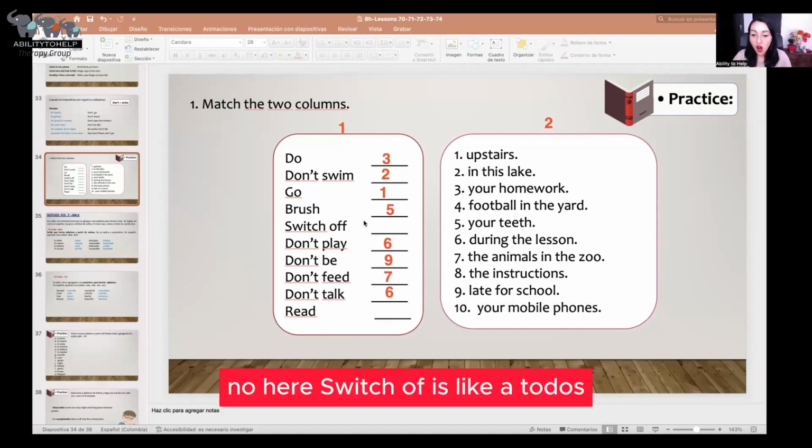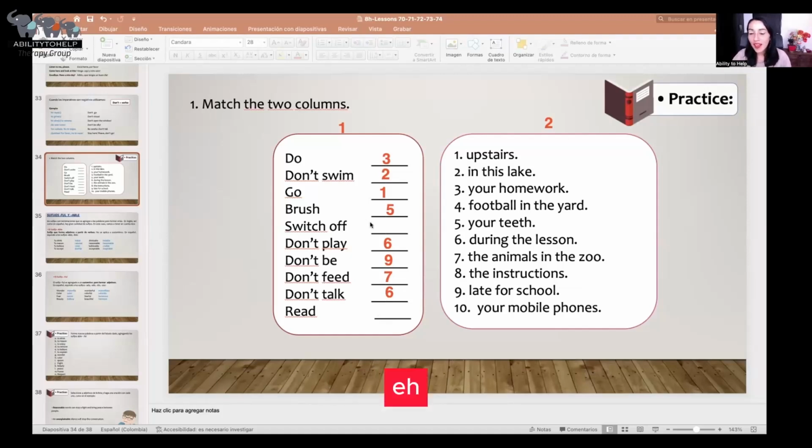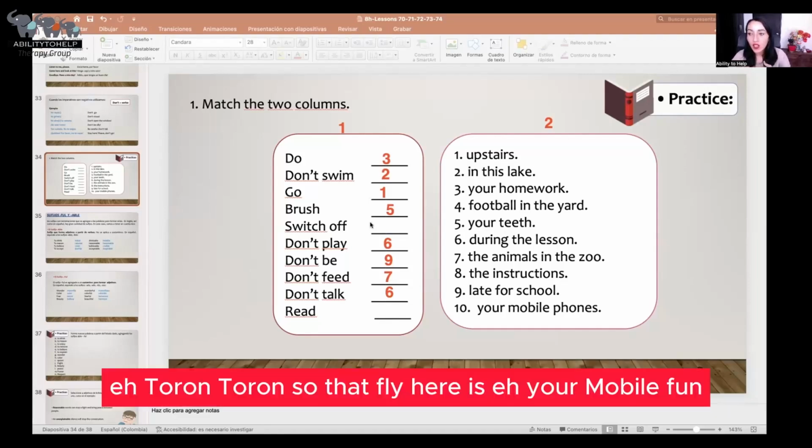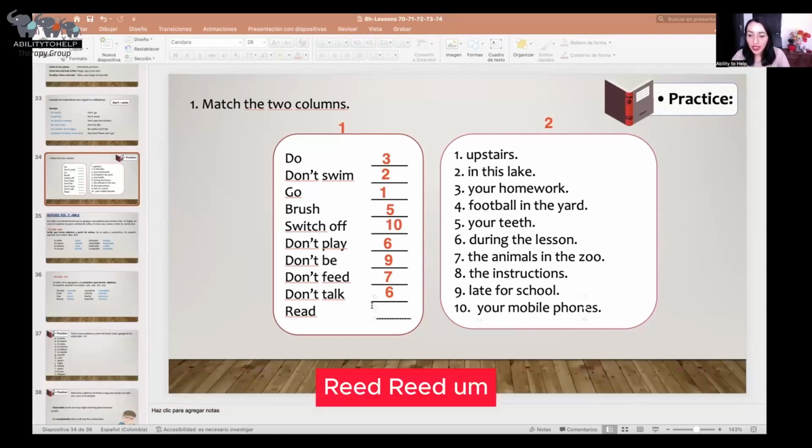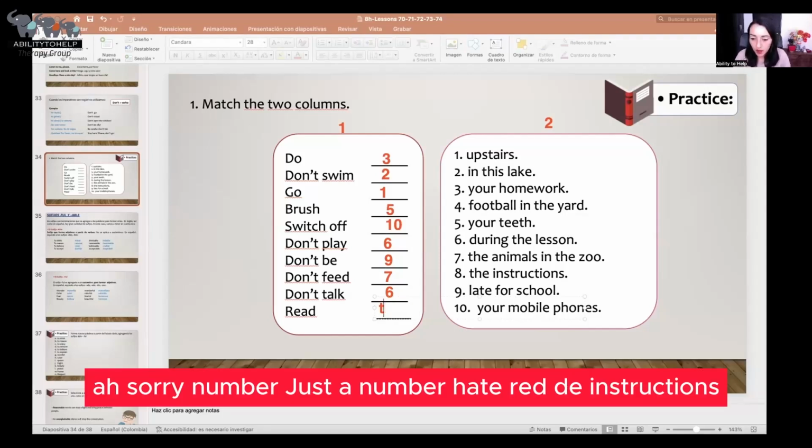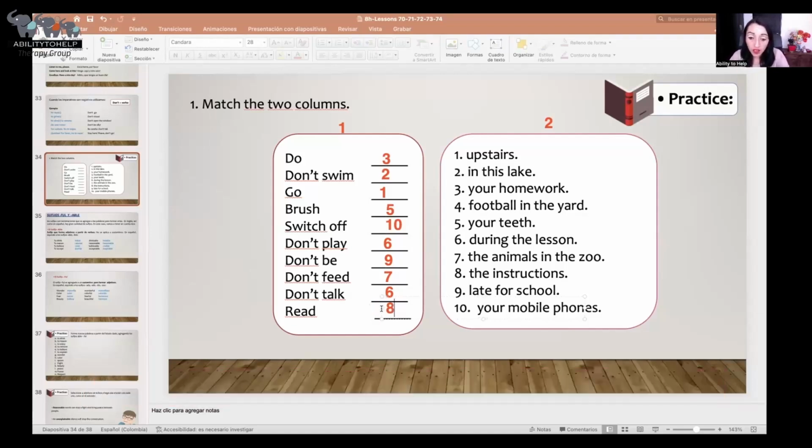Here, switch off is like turn off. In the USA it's common to find switch off, but in British English you could find turn off. So that's why here it is: switch off your mobile phone. Read the instructions. Sorry, just number 8. Read the instructions. It's important because it's the first step you have to do when you do something.